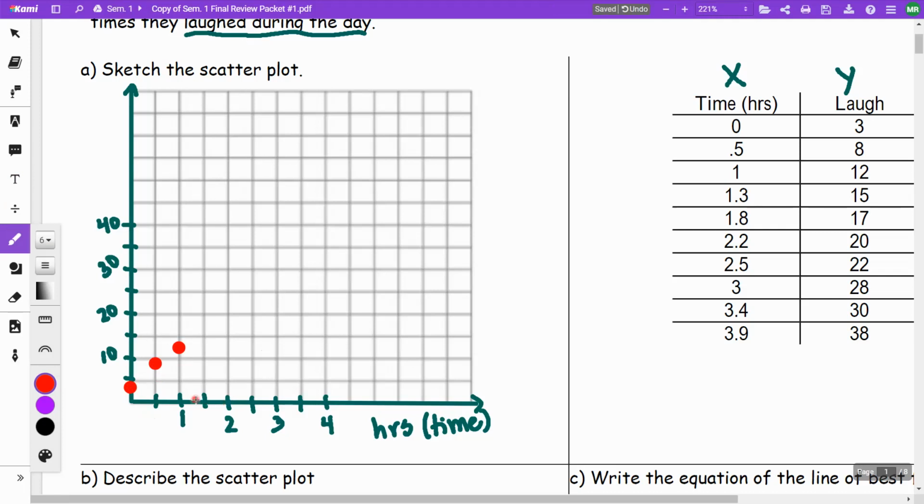1.3, 15. 1.8, 17. Let's see, 2.2, 20. 2.5, 22. 2.8, 28. 3.4, 30. Let's see, 3.9, 38.